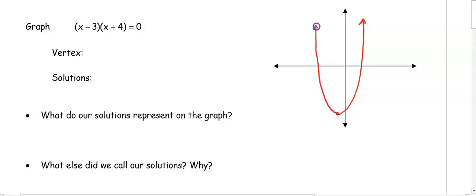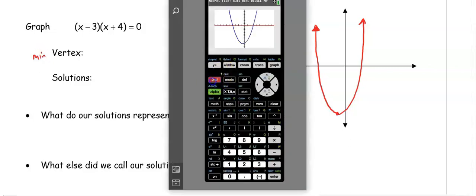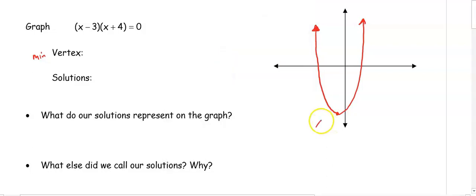We have our parabola. So the vertex here is a min. To find that on our calculator, we're going to hit second, trace. We want option 3, which is minimum. We want that blinking cursor to be to the left of the vertex, and then we want it to be to the right of the vertex, and then hit enter a third time. So that gives us our minimum is at -0.50, comma, -12.25.